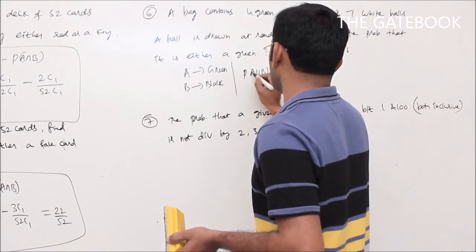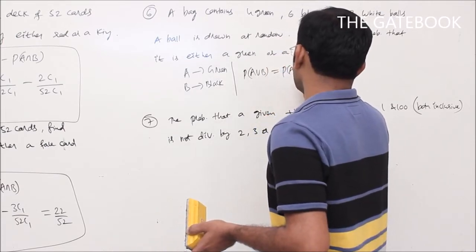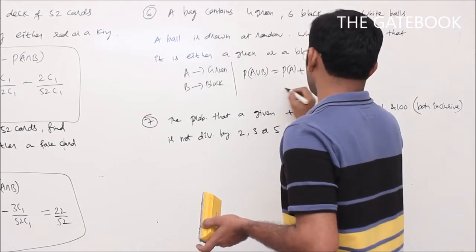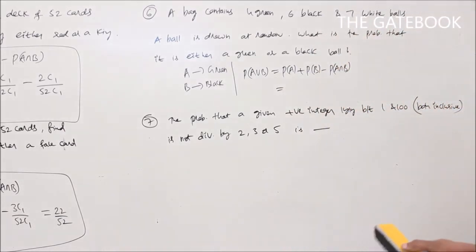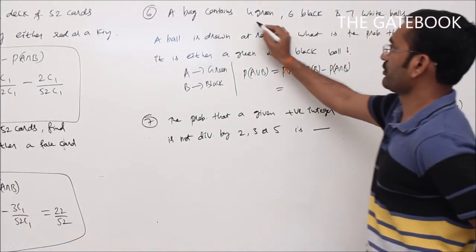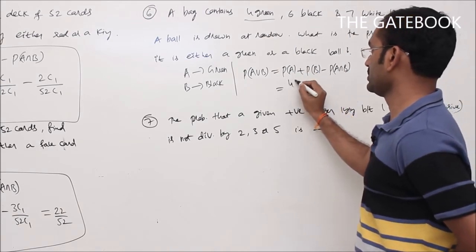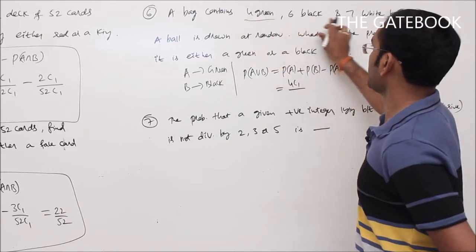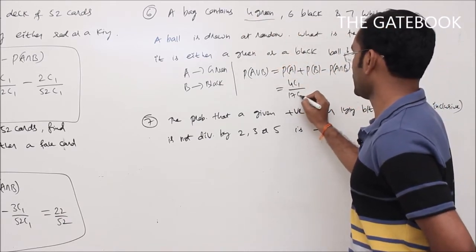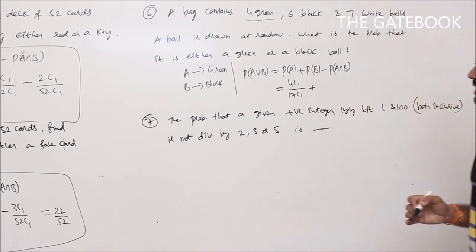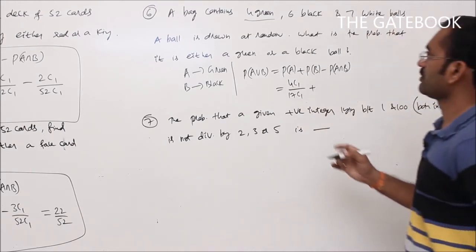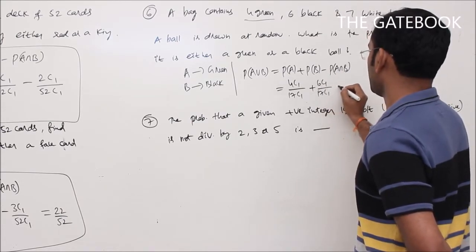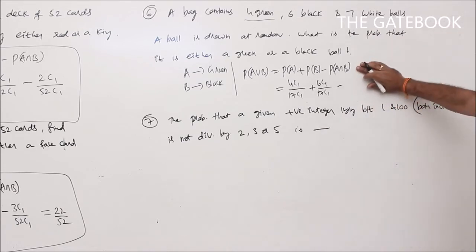P of A union B is equal to P of A plus P of B minus P of A intersection B. What is the probability of getting a green ball? How many green are there? 4. So out of 4, let's draw 1. So 4C1 by, total number of balls are 6 plus 4, 10, 10 plus 7, 17. So 17C1, plus the probability of drawing a black ball. How many black are there? 6. So 6C1 by 17C1, minus, what about this part, A intersection B?